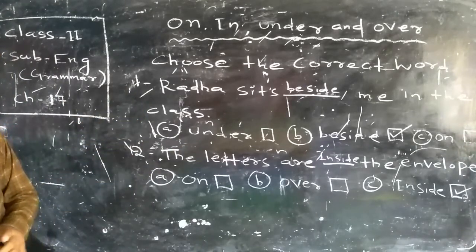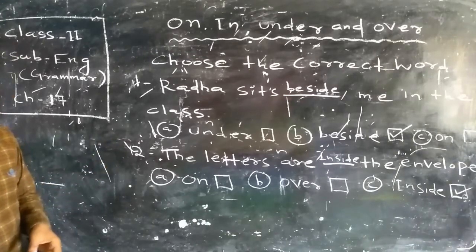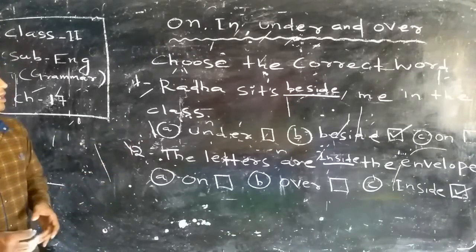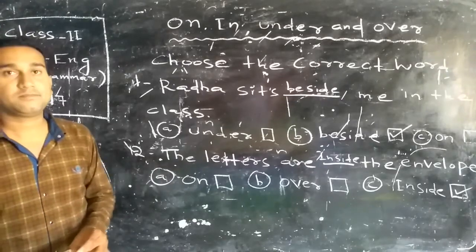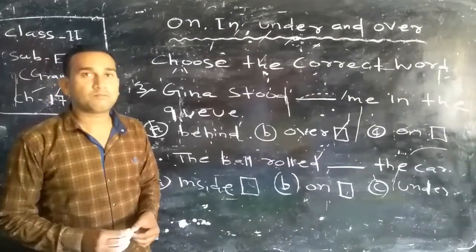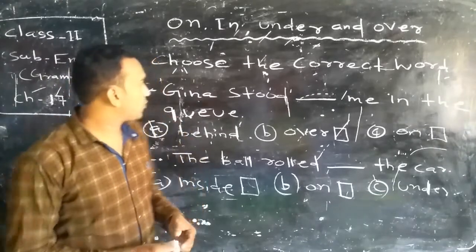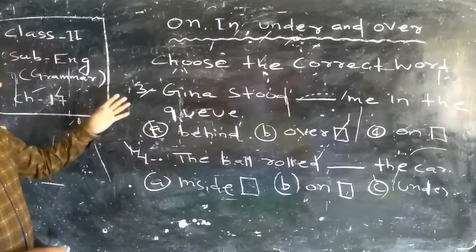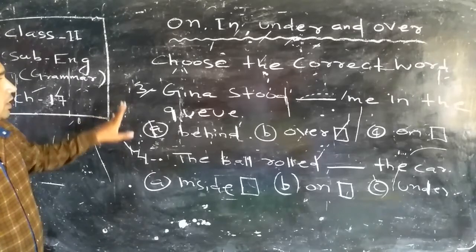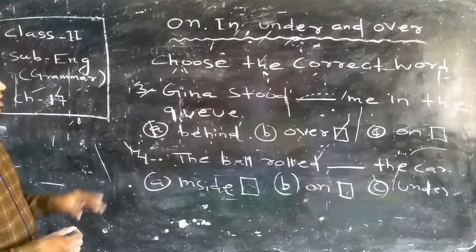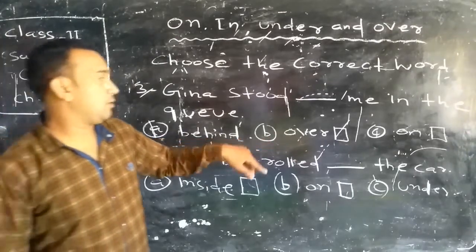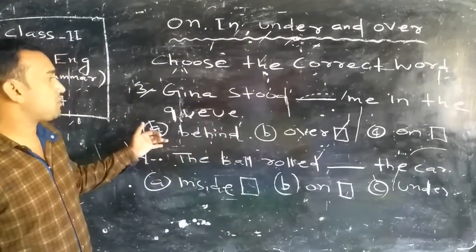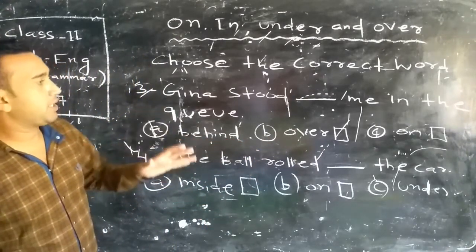Then you have to do all the numbers. Very easy. Let's see the blackboard. We have to do another. Okay, dear student, let's see the blackboard. And number 3 you have to do. Gina stood dash me in the queue. The options are behind, over, on. Here three options: behind, over, and on.